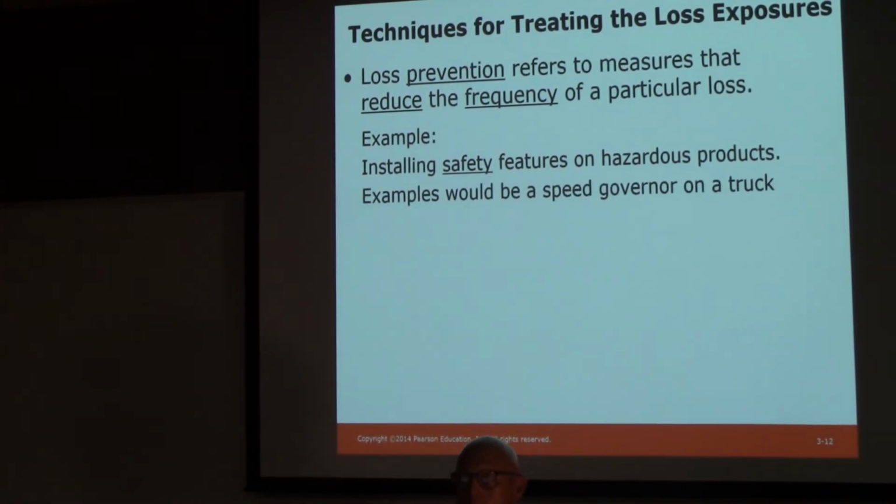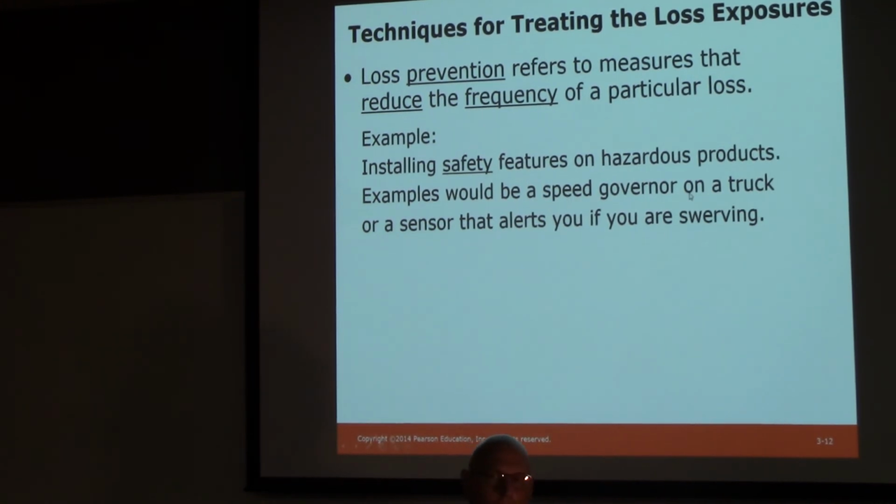product. You might also put a speed governor on a truck, where the truck cannot go faster than a certain top speed. Or you might put a sensor on a truck or a car that alerts you when you are swerving. So if you're starting to get sleepy, the newer cars have this, the trucks have this. If you start to swerve lanes, then a sound and a vibration goes off that will tell you, stay in your lane, bro.